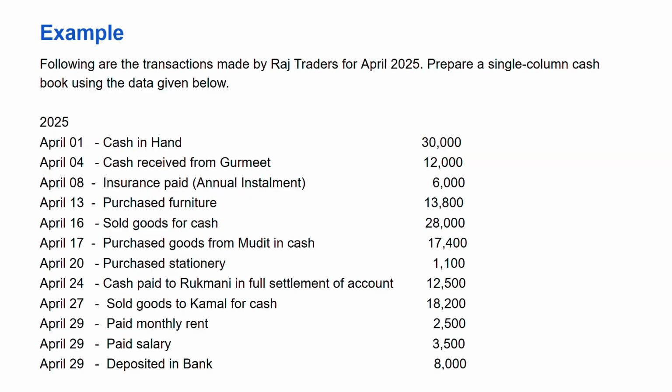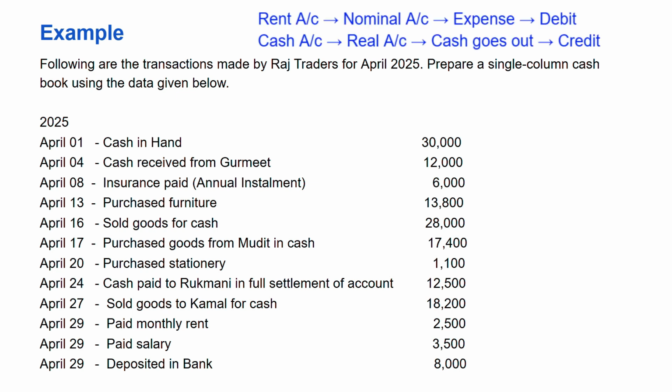Next. April 29, paid monthly rent 2,500. Here the two accounts affected are rent account and cash account. Rent account, it is nominal account and rent is expenses. So debit all expenses and losses. And cash account is real account and cash goes out of the business. So credit what goes out.